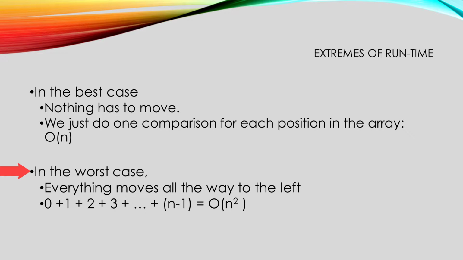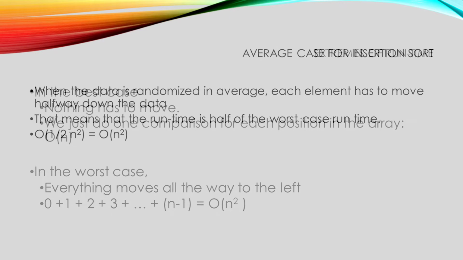If the array was reversely sorted, each thing we insert would have to move all the way to the beginning of the array. That means the first element takes 0 comparisons. It started in the sorted part. The second element takes 1 comparison, the third takes 2, and so on up to the last one that takes n minus 1 comparisons. We've shown before that this sequence is big O of n squared. So the best case and the worst case are very different.